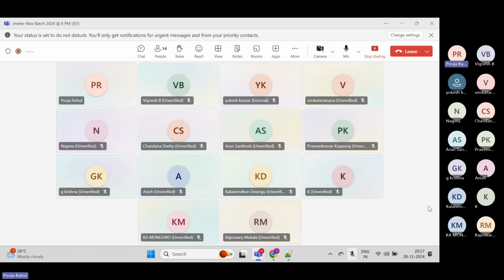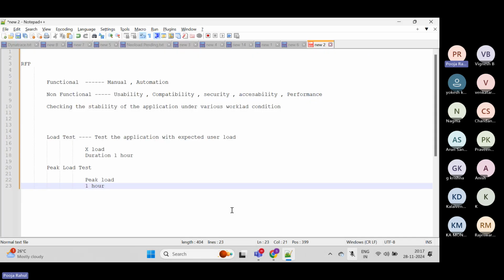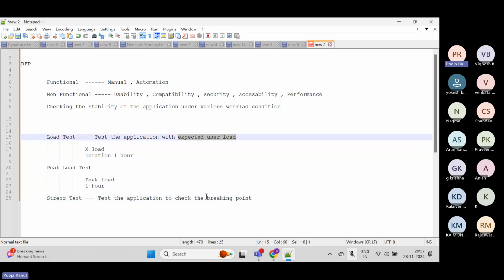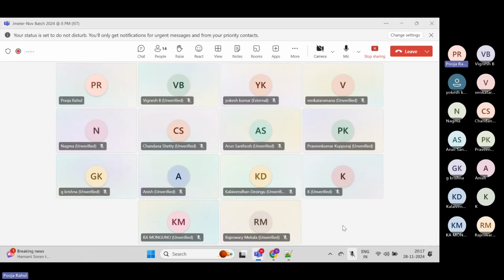I'll straight away start with stress testing. Stress testing, by definition, is to test the application to check the breaking point. Breaking point, this is the keyword. Here I told you expected user load is a keyword, right? Similarly, whenever you are talking about stress test, breaking point is the keyword. Usually, we do stress testing to identify the performance degradation point, right?